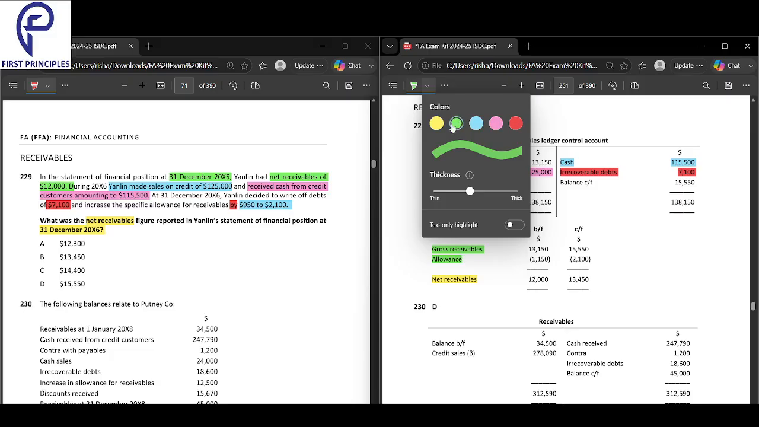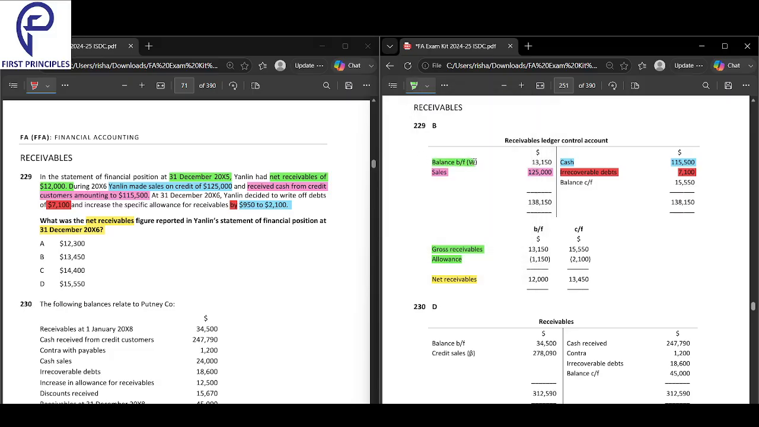Our gross receivables is 13,150 because our net receivables they have given as 12,000. And how do you calculate? We have just seen the formula here. I've written down the formula in your Excel also. Your gross minus your allowance becomes your net. So you have the net and you have the allowance, and you will get the gross. If you increase your allowance by 950, it becomes 2,100. What was your allowance in the first place? It was 1,150.